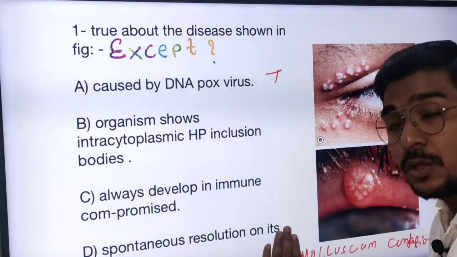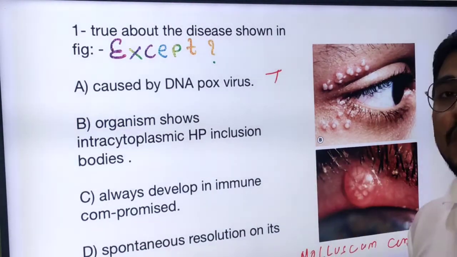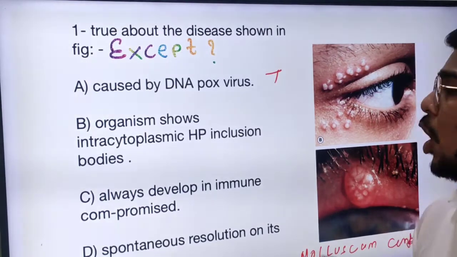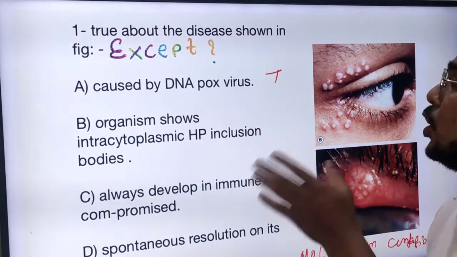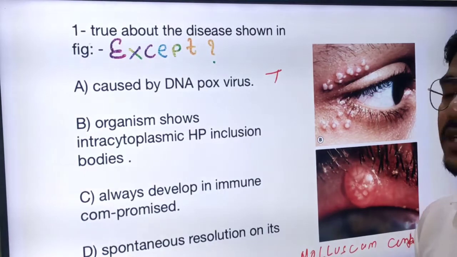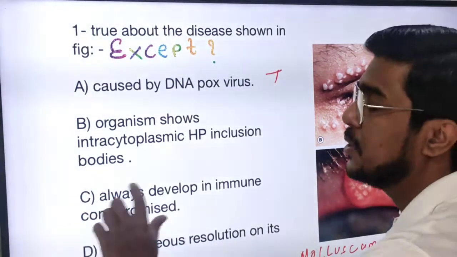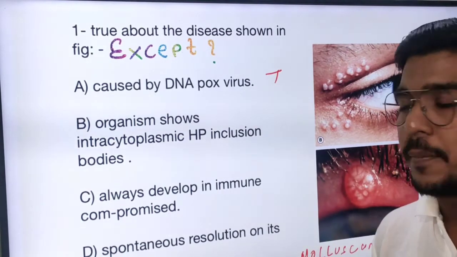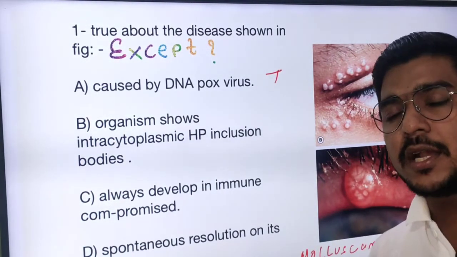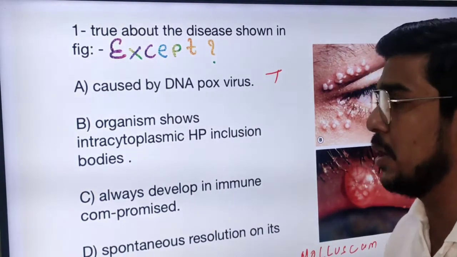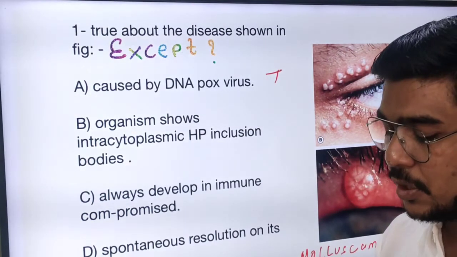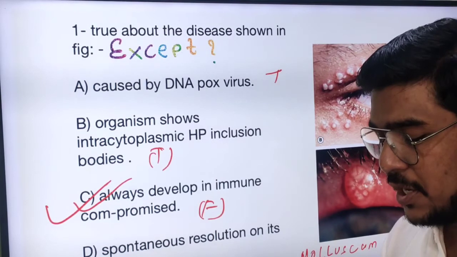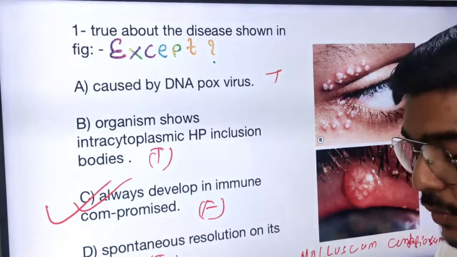Always developed in immunocompromised, and spontaneous resolution on its own. Yes, this disease spontaneously resolves on its own. However, you can also apply laser to remove this type of lesion. But this option C, always in the immunocompromised, is wrong, because it also occurs in immunocompetent patients. So the answer for this question is this one. The rest of the statements are true.